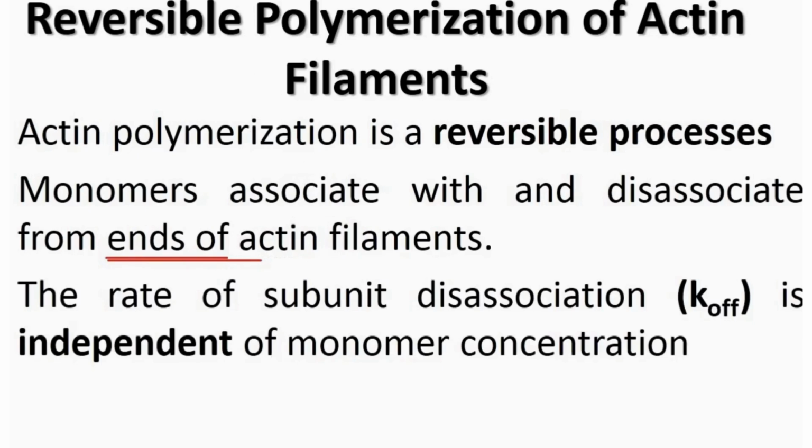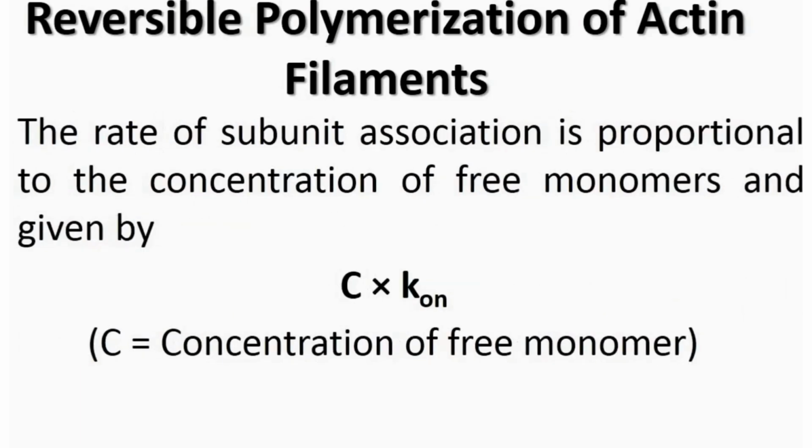However, the rate of subunit dissociation is independent of monomer concentration. The rate of subunit dissociation is abbreviated as K off, which is independent of the monomer concentration. Now, when we talk about reversible polymerization of actin filaments, the rate of subunit association is proportional to the concentration of free monomers, and this is given by the mathematical formula C multiplied by K on, where C is the concentration of free monomer.